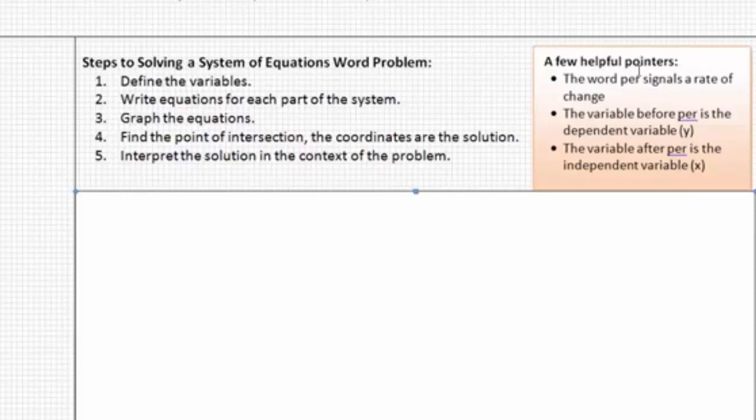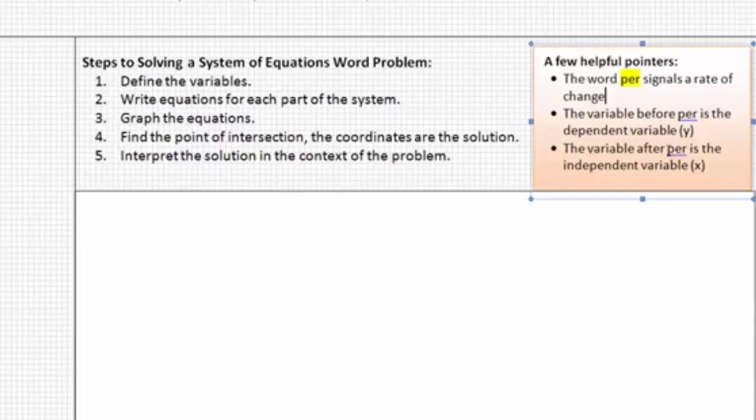So I have a few helpful pointers here, and I briefly hinted at this in the last video, but the word per is a really important word. It signals a rate of change. So if you see the word per in a story problem, you definitely want to highlight it and pay really close attention to the numbers and the words around it. Because the variable mentioned right before the word per in the story problem is in relationship to your dependent variable. That is your clue to what your y variable is going to be.